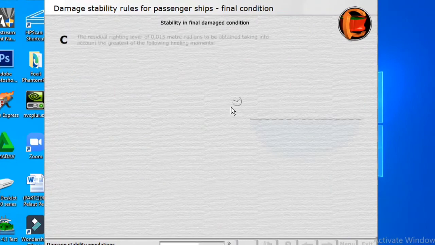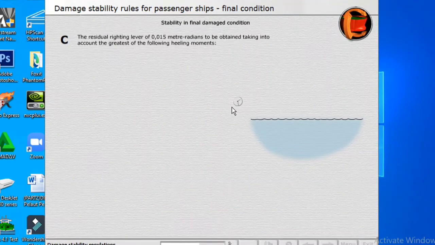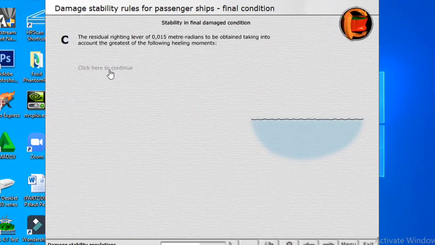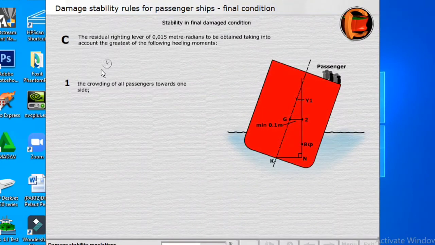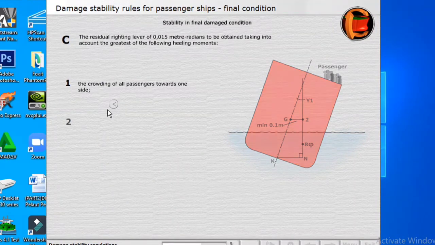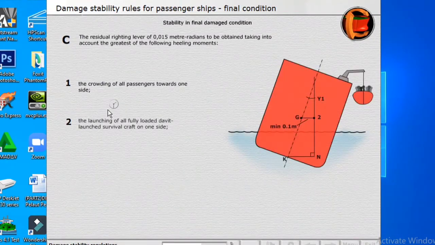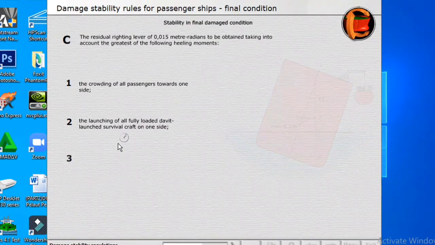Taking into account the greatest of the following heeling moments. 1. The crowding of all passengers towards one side. 2. The launching of all fully loaded davit-launched survival craft on one side. 3. Due to wind pressure, calculated by the formula GZ equals heeling moment divided by displacement plus 0.04 in meters. However, in no case is the righting lever to be less than 0.10 meters.